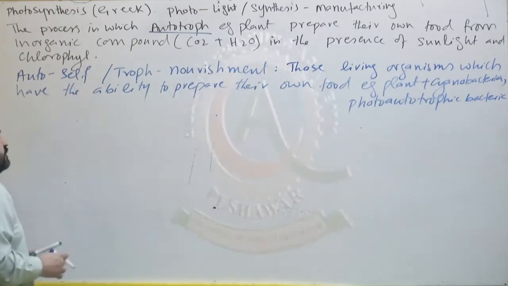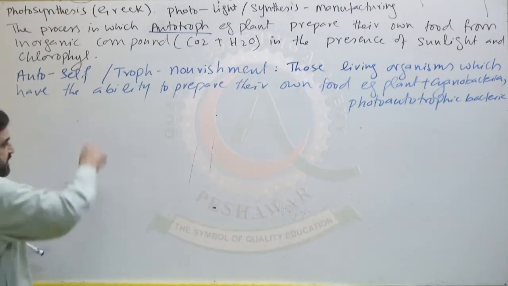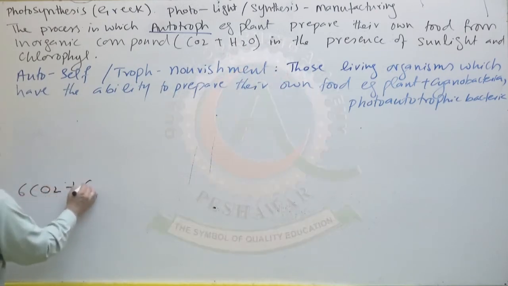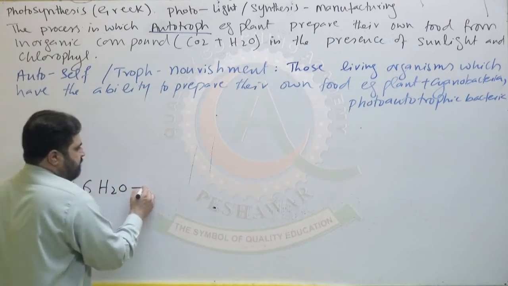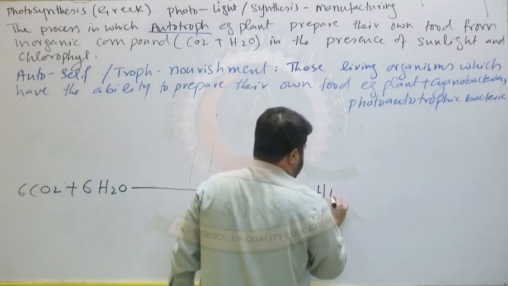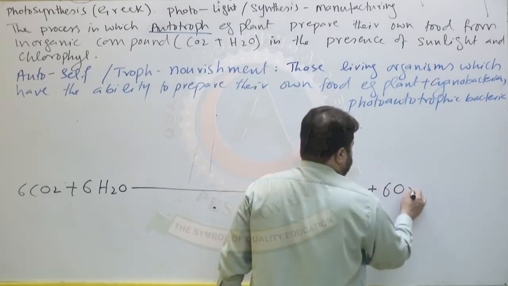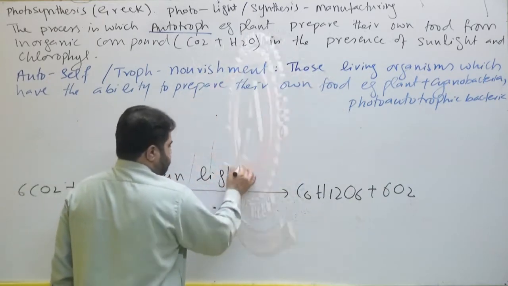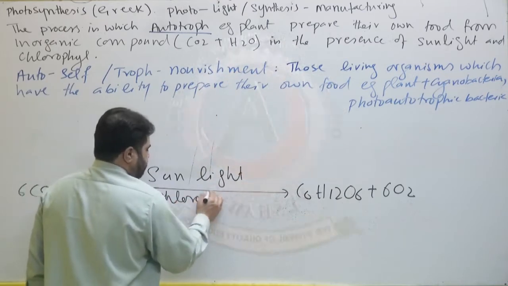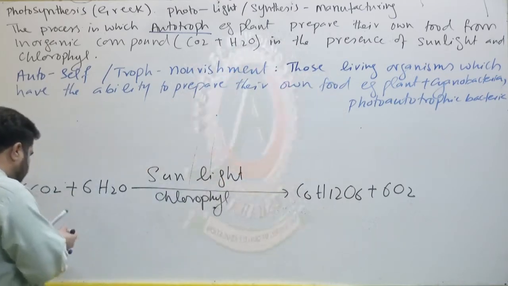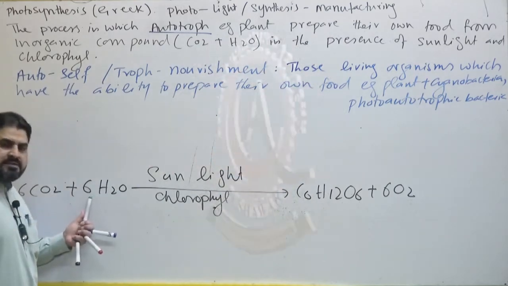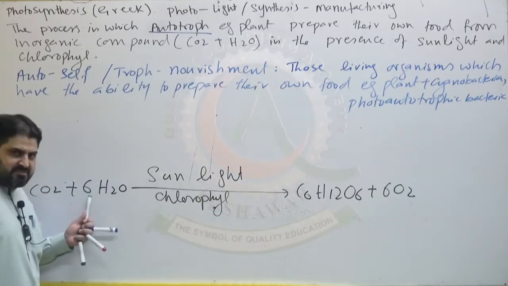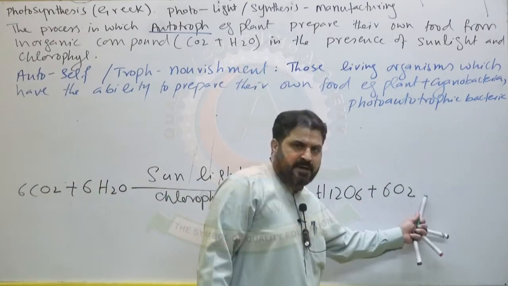So according to this definition, the reaction is given: carbon dioxide and water molecules combine together to form a glucose molecule with the release of oxygen, in the presence of sunlight and chlorophyll. Now here we have written 6 water molecules, so that's why we have balanced the reaction. Whenever we write 12 water molecules, we must write 6 water molecules in the product.